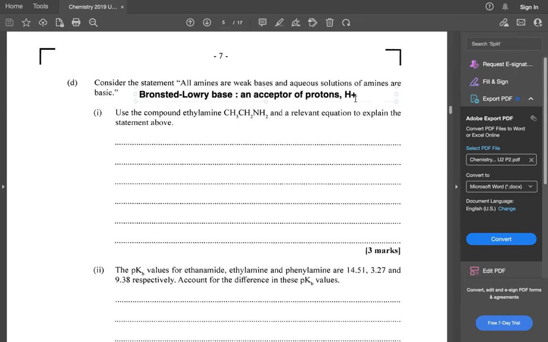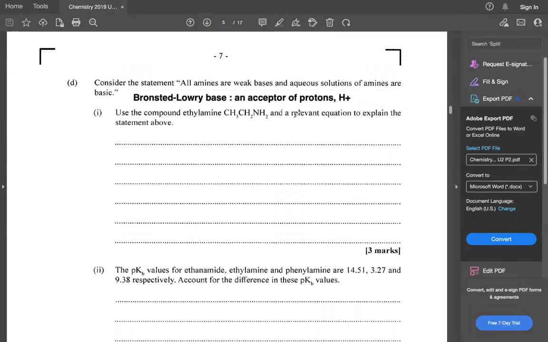So the statement is saying that amines are weak bases and aqueous solutions of amines are basic, right? So that means that they're acceptors of protons, but on a very weak level. So they don't accept protons that well, but that's what they would do, right? If they're doing anything, they would be on the side of a Bronsted-Lowry base, which is an acceptor of protons, right? So it's saying now use the compound ethylamine and a relevant equation to explain the statement above. So we're explaining how come we get amines to be weak bases.